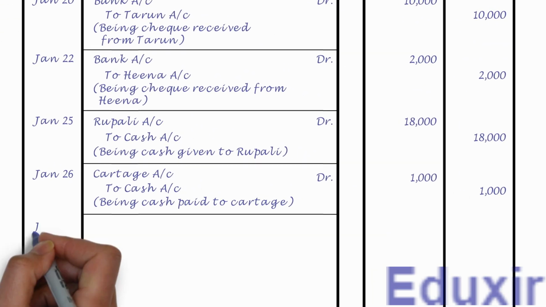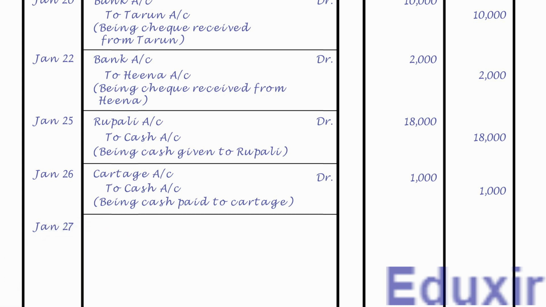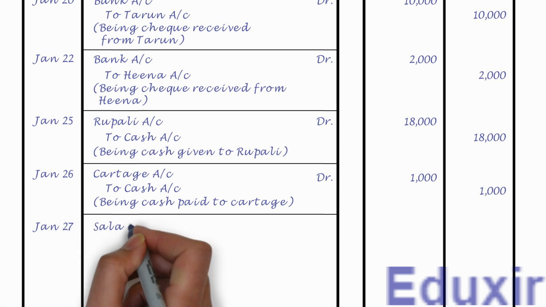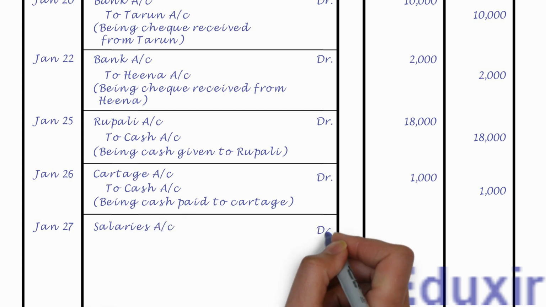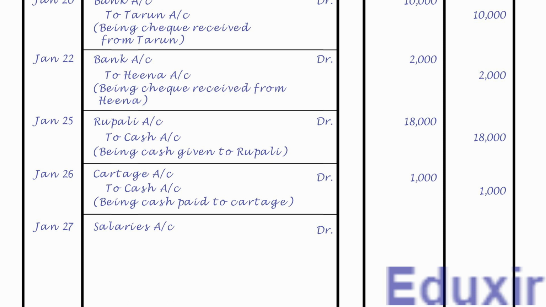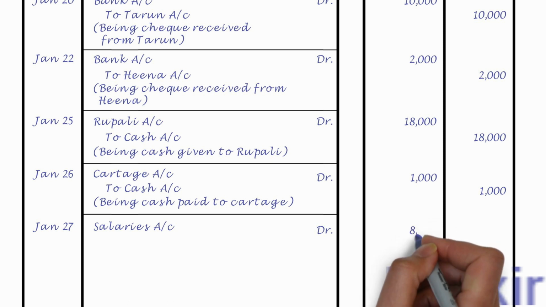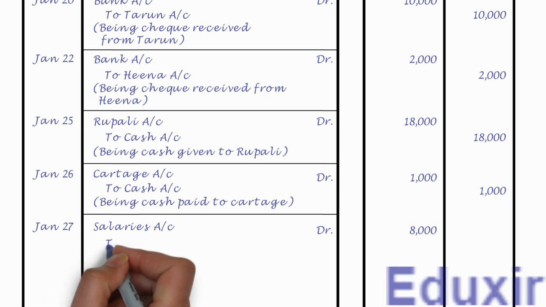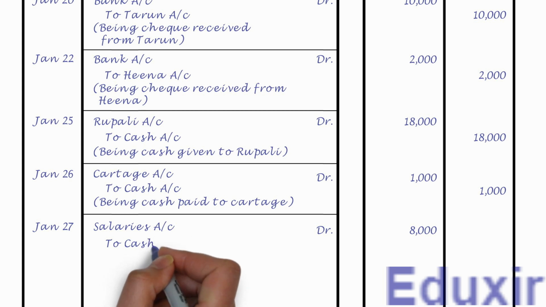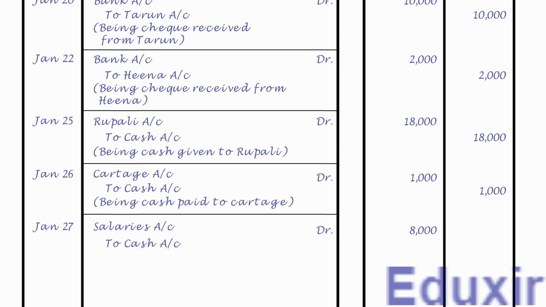Let us first record the date. Let us now record the salary account as the debit entry. Let us also record the text DR to indicate that this is a debit entry. Let us also write the debit amount of 8,000 rupees into the debit amount column. Leaving a margin, let us now record the cash account as the credit entry. Let us also record the credit amount of 8,000 rupees into the credit amount column. Let us now record the narration or description of this transaction, that is, being salary paid.